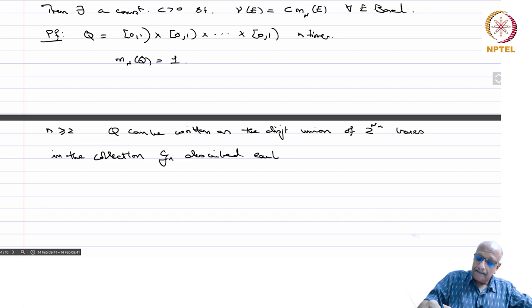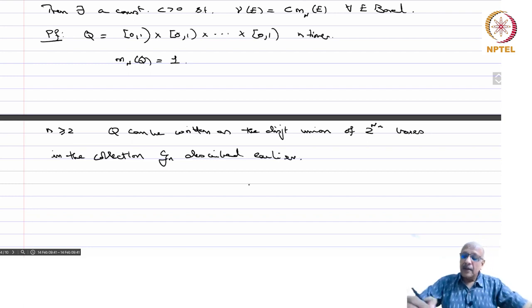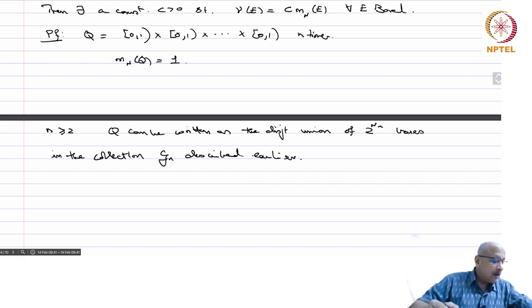So what was this Gn? It was the set of all cubes of size 1 by 2 power n whose vertices were at the integral lattice points with this mesh of 1 by 2 power n. Therefore you can take the unit cube and simply subdivide it in each direction into 2 power n parts, and therefore you have 2 power n times n cubes. Each of them is of the same size.